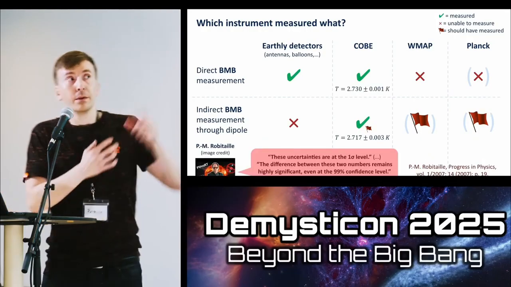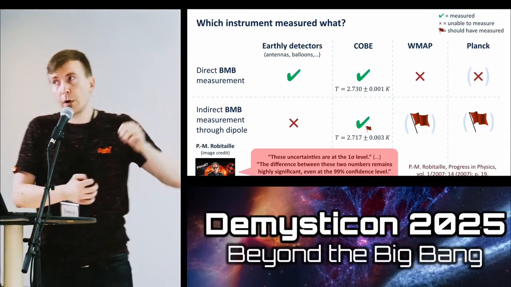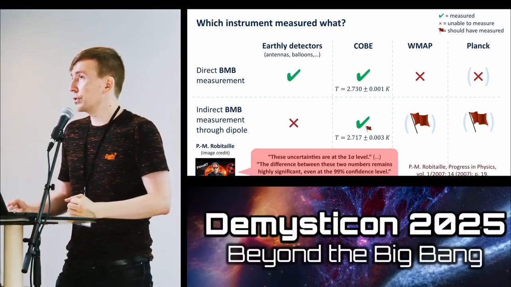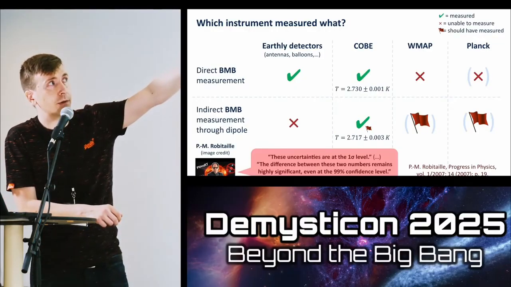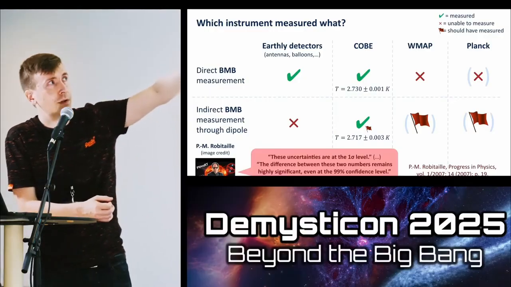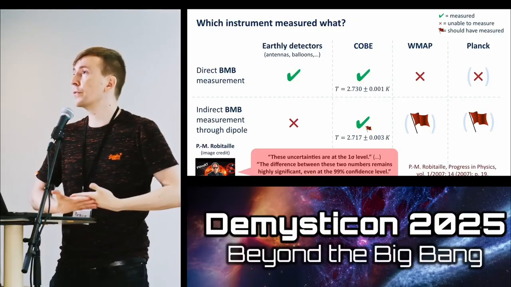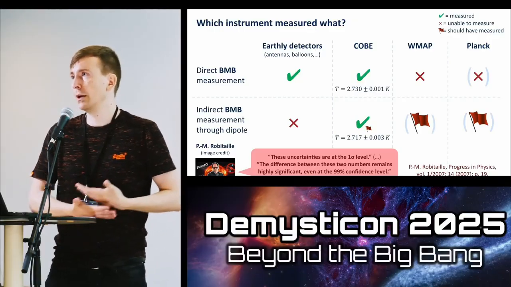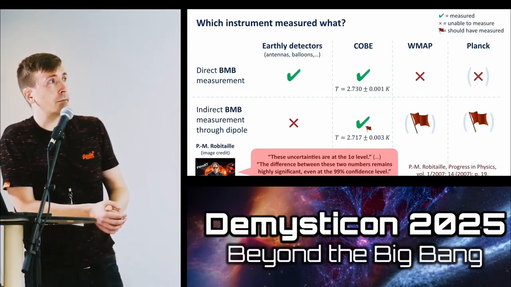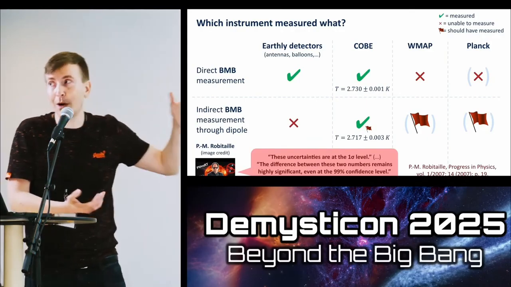Why? Because through these two methods, the direct method and the indirect method, they were measuring different temperatures. And significantly different, because look at the error bars. Look at the errors at these numbers. They're so small, because this was one of the most perfect measurements of a black body. Actually, the most perfect one that humans ever performed. So these error bars, they don't overlap, and this is actually quite significant.